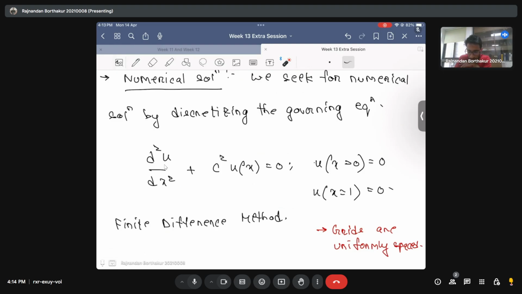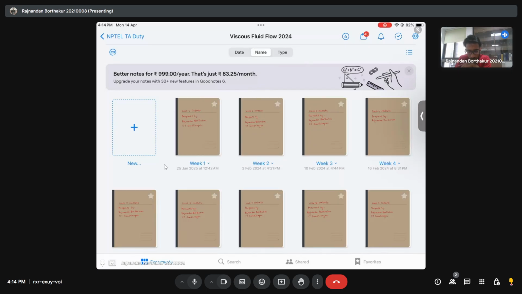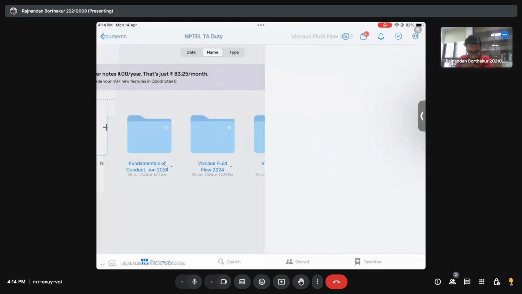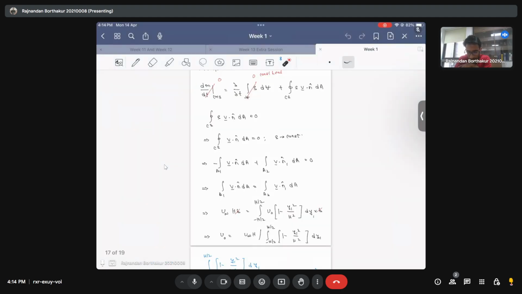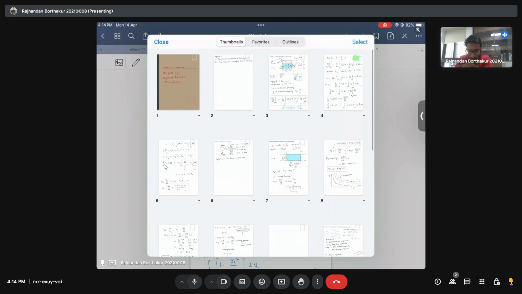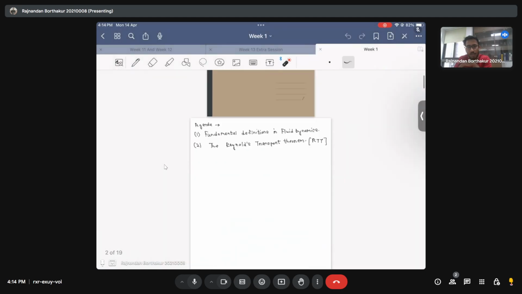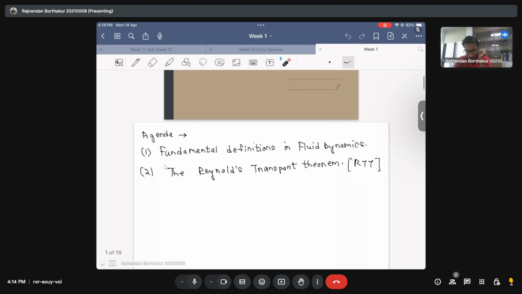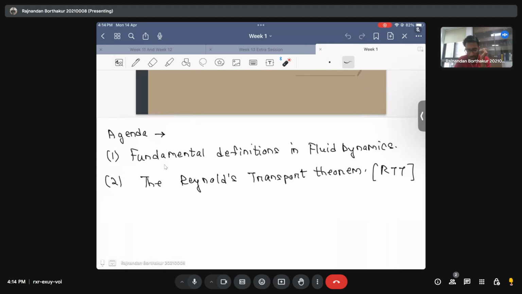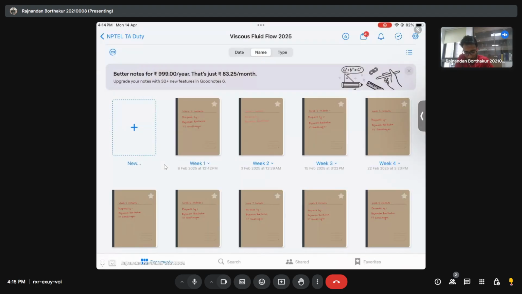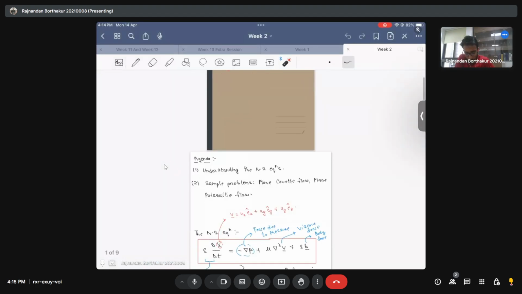What we will now do is a brief recap of what we learned from week 1. We started off with very basic fluid mechanics: the fundamental definitions involved in stream functions and velocity potential functions, and we learned the Reynolds transport theorem, which served as a bridge between a controlled mass system and a controlled volume system. We solved some problems involving the Reynolds transport theorem.